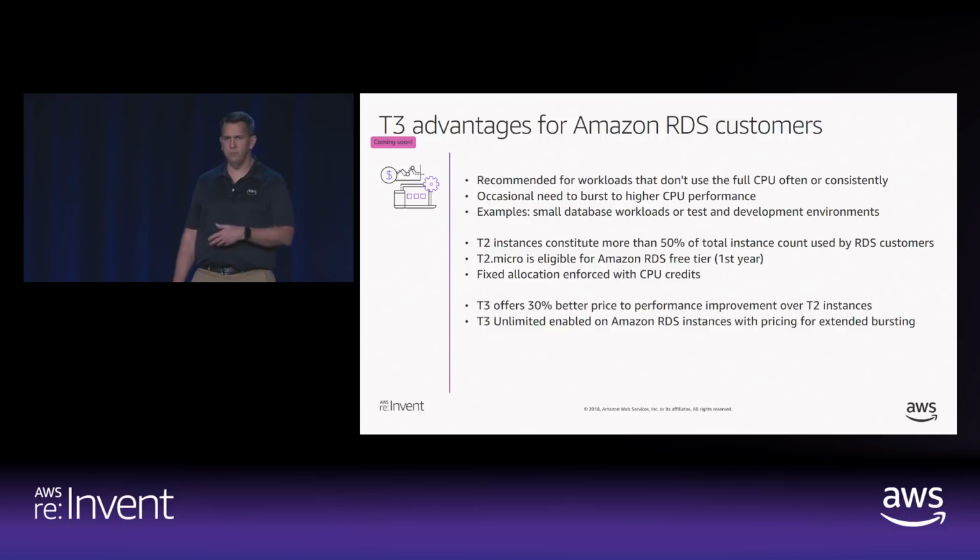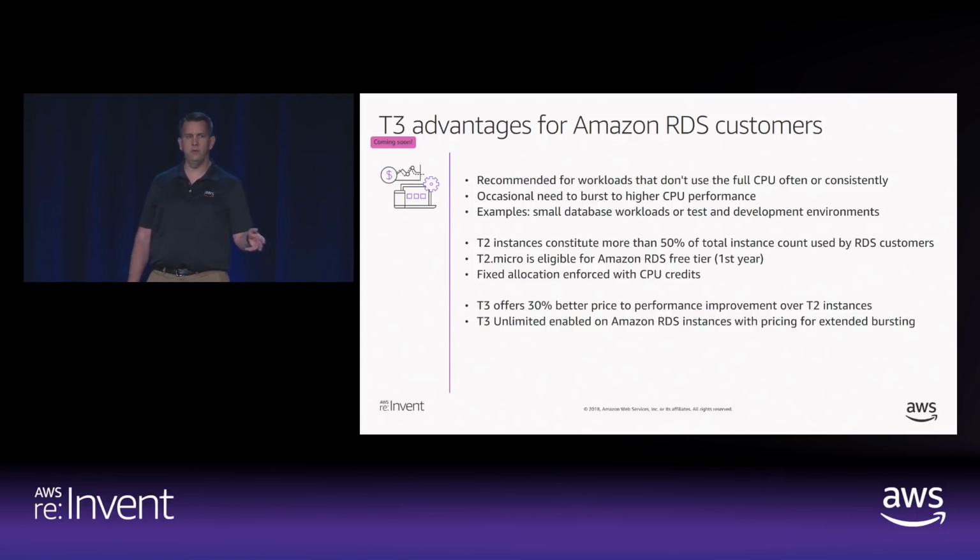Now, it turns out that most customers who are trying out RDS for the first time choose a T series because it is least expensive. It's also eligible, the T2 is eligible for the free tier, so if you want to get started in RDS and you want to just try it out, you can run a T2 Micro for a year for free.